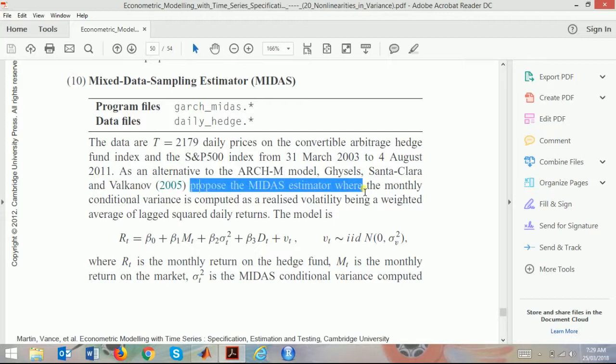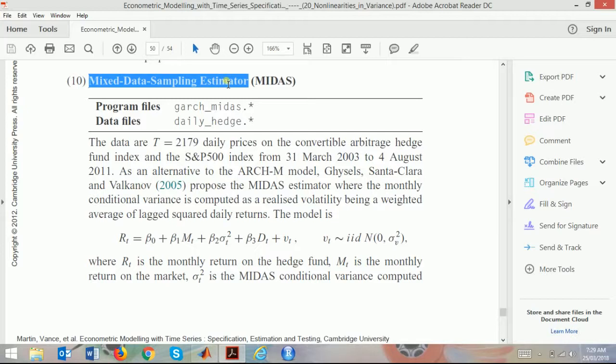As an alternative to the RSM model, MIDAS estimator has been proposed. What is the benefit of MIDAS estimator? The benefit of MIDAS estimator is that it is a mixed data sampling estimator, which means your data might not have the same features. It might be different, but it is convertible.